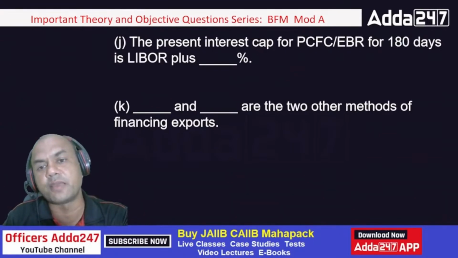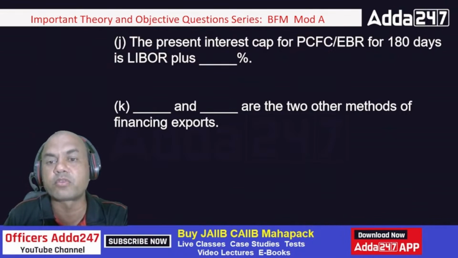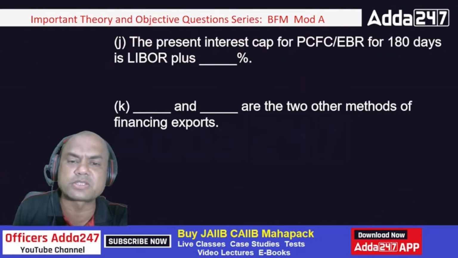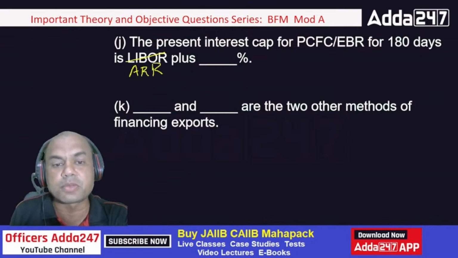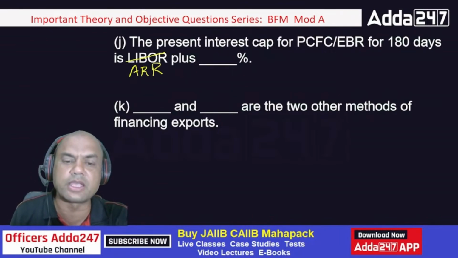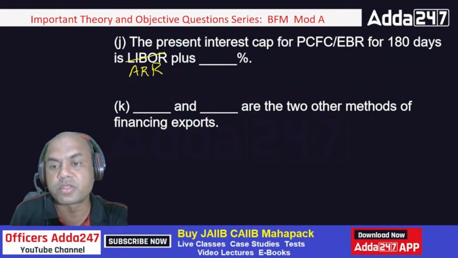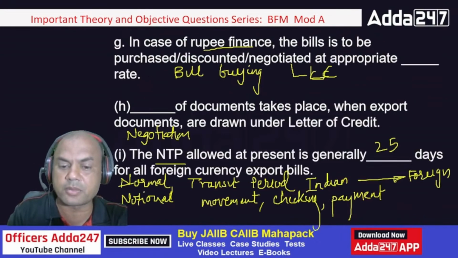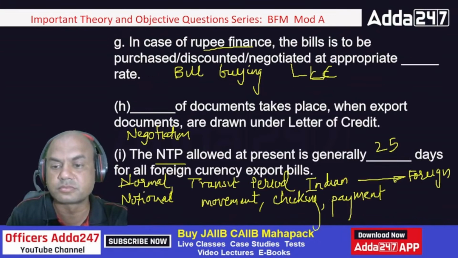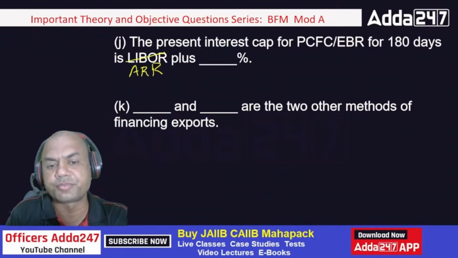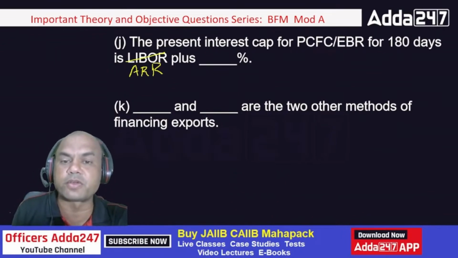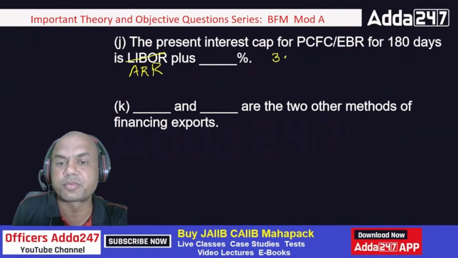The present interest cap on PCFC EBR for 180 days is LIBOR plus. Now LIBOR is gone. There is no LIBOR. It is ARR now, the Alternate Reference Rate. So ARR plus. You can take LIBOR, but LIBOR is gone now. So ARR plus, what is the rate given? It is maximum 3.5%.